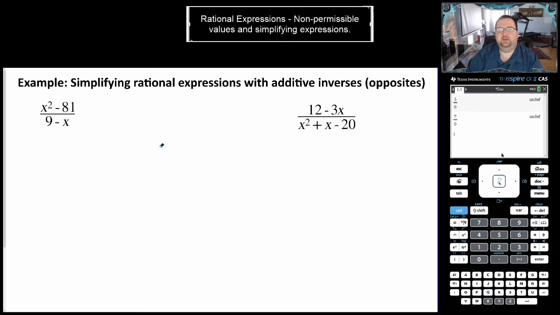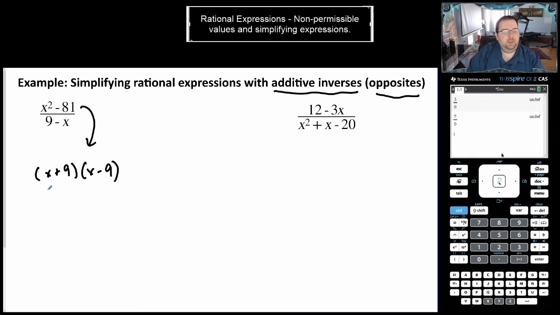Just non-permissible values. This one we're going to be able to simplify things out. And this is going to be using the additive inverse property, or opposites. So let's look at first factoring this numerator. This is x plus 9, x minus 9. And down here we have 9 minus x.